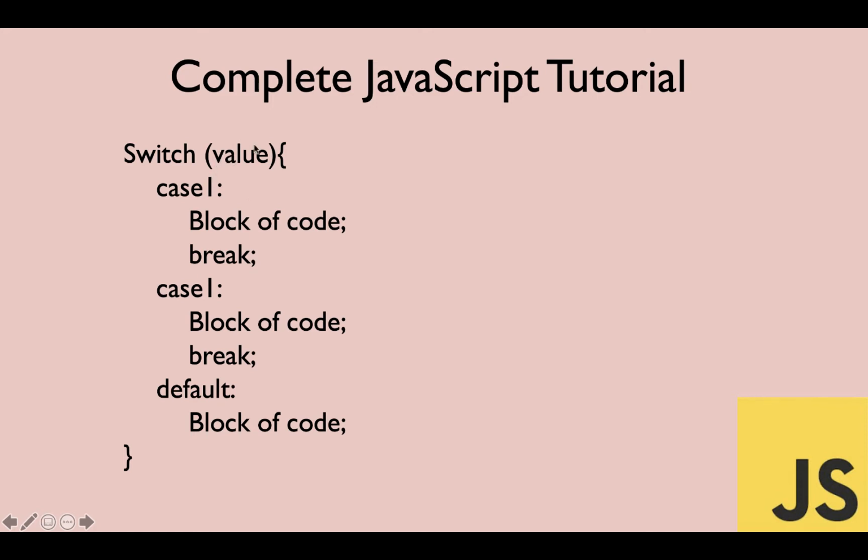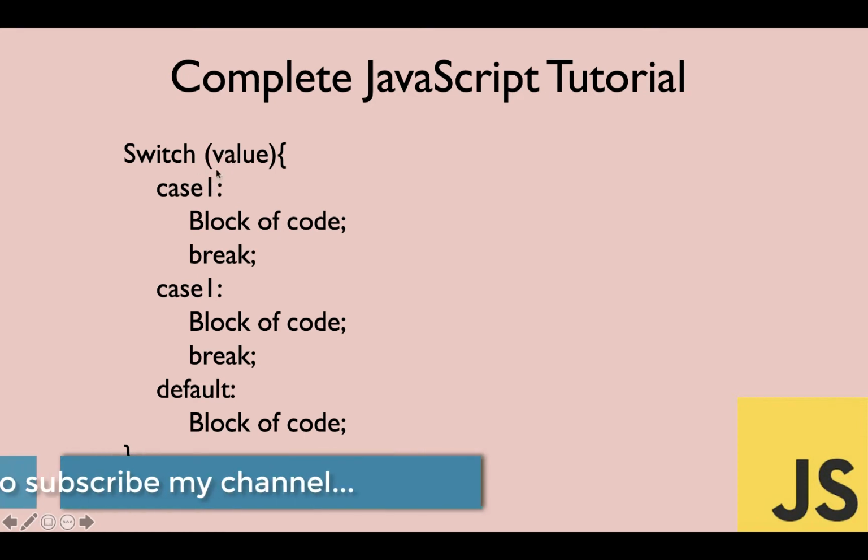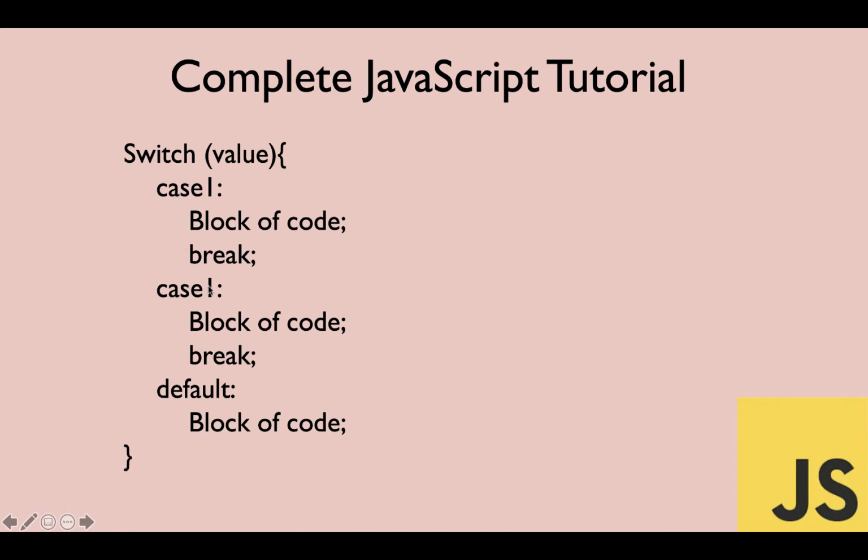So we'll write something in the value part, and then whatever is present in the case will be compared to this value. If this value and the case statement value match, in that case this particular block of code will be executed. Similar thing goes with case 1 and then the second case as well. The third one you can see is a default statement, which is similar to an else part in if-else.